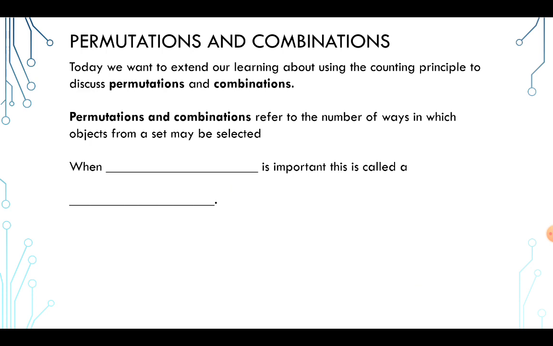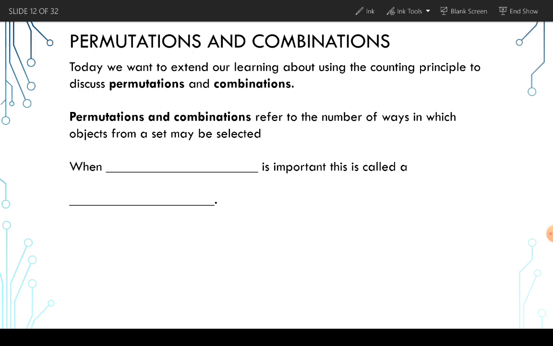All right, so we are going to add on to our understanding of the counting principle by learning about permutations and combinations. So today we want to extend our learning about these things using the counting principle to discuss permutations and combinations. So permutations and combinations refer to the number of ways in which objects from a set may be selected.